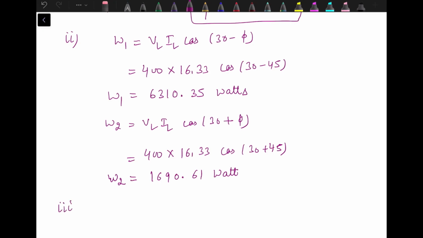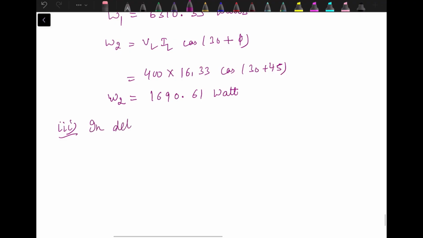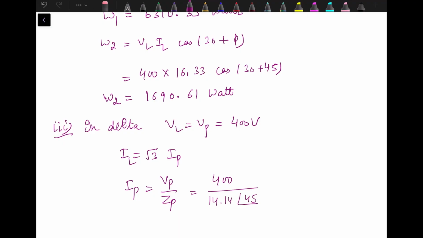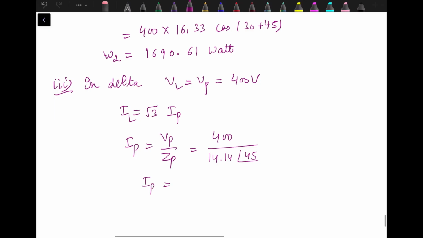In third part, the same coils are now connected in delta. In delta connection, line voltage and phase voltage are both the same, so it will be 400 volts. Line current is root 3 times phase current. Again, we need to find out phase current, which is equal to phase voltage upon phase impedance. Phase voltage 400, phase impedance is 14.14 angle 45. So this gives a value of Ip as 28.29 angle minus 45 degree. So again phi is 45 degree.